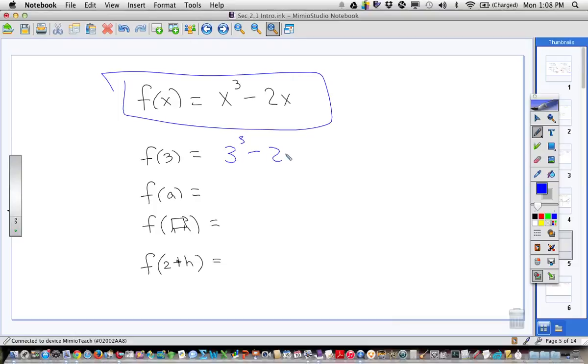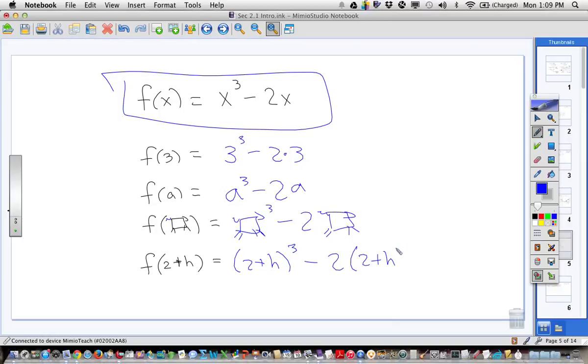So it would be this, right? What's f of a? Put a in. What's f of, say, 2? Okay, and then, what's f of 2 plus h? 2 plus h cubed minus 2 plus h. Yeah, that's what I mean.